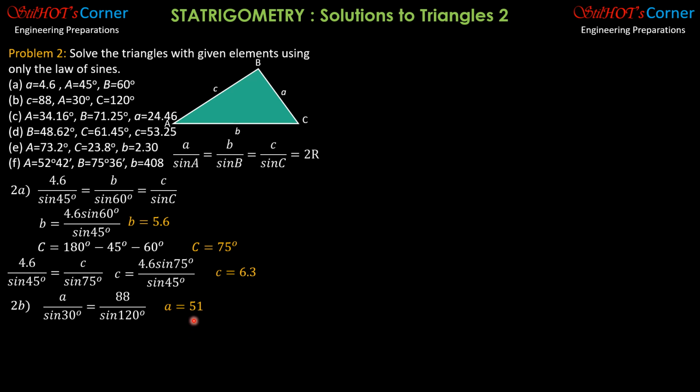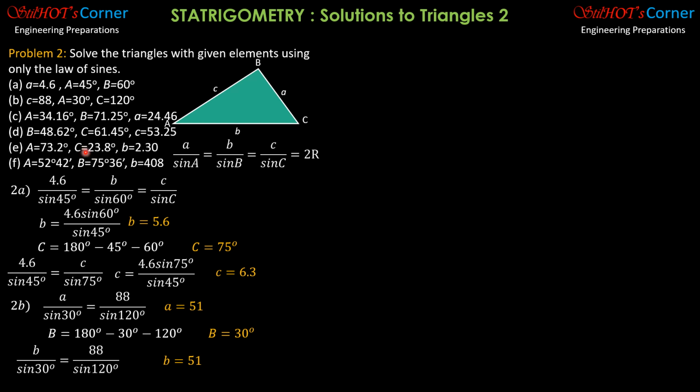Then having found a, we'll solve for angle B, which is equal to 180 degrees minus angle A minus angle C. 180 degrees minus 30 minus 120 degrees. So angle B is also 30 degrees, equal to angle A, therefore the side is the same as side a, which is 51. So by sine law, b over sine 30 degrees equals 88 over sine 120 degrees. So b is indeed equal to 51.